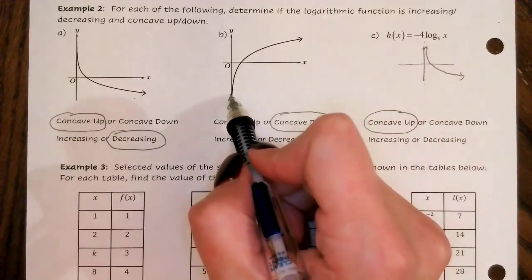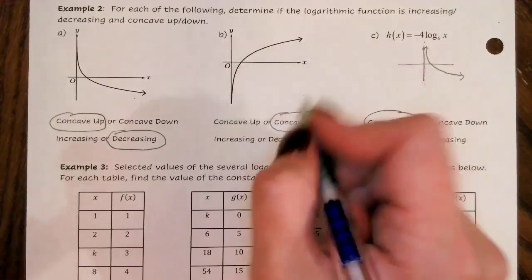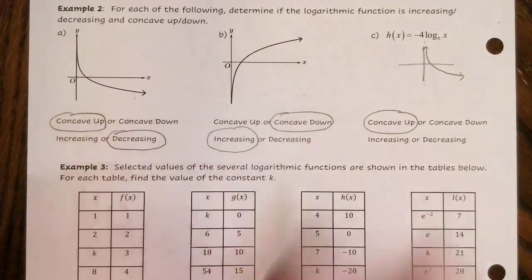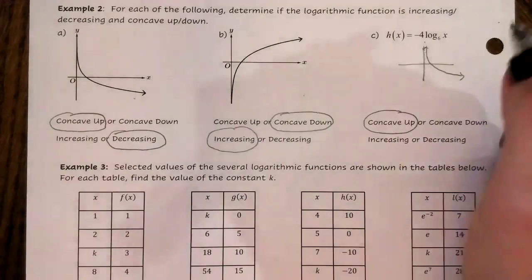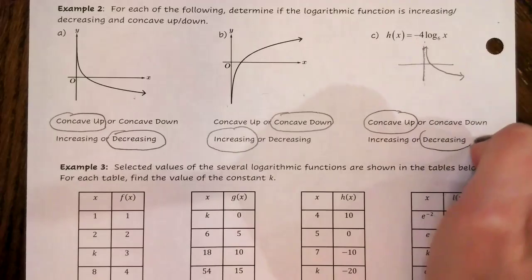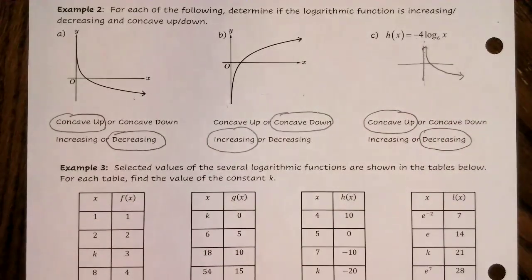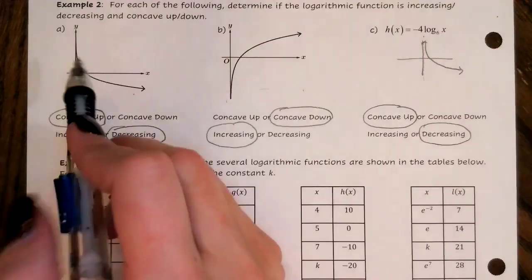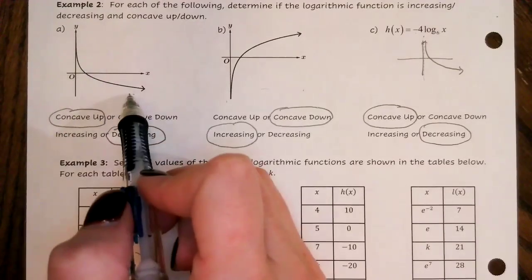On this one here, as my x values get bigger, my y values are getting bigger. So this is increasing. And then for my last one here, as my x values get bigger, my y values get smaller. So this would be decreasing. Now, I know it doesn't say it there, but just a quick reminder of what we learned in that first unit. So this right here is concave up.